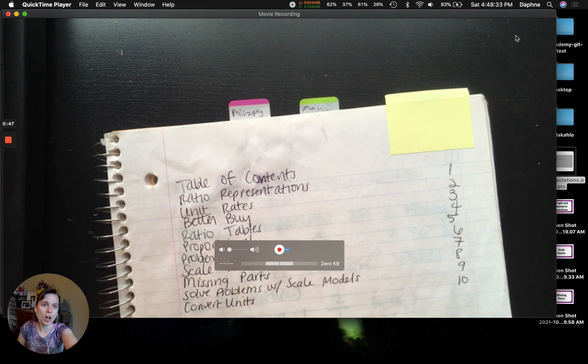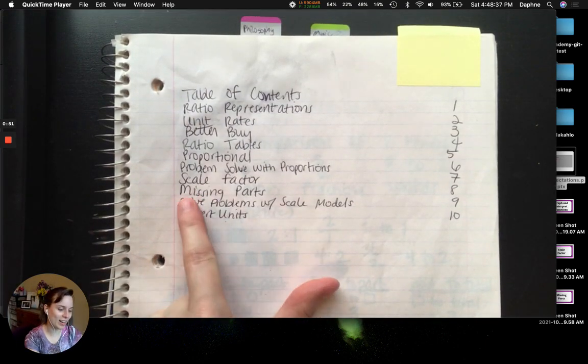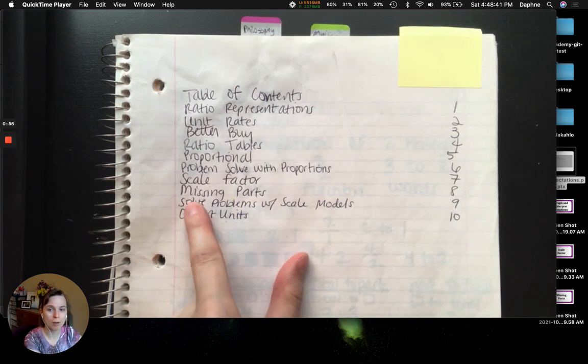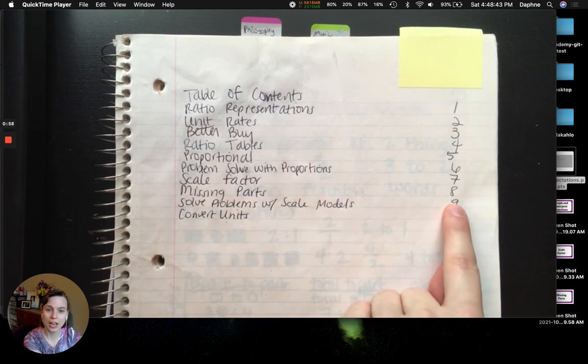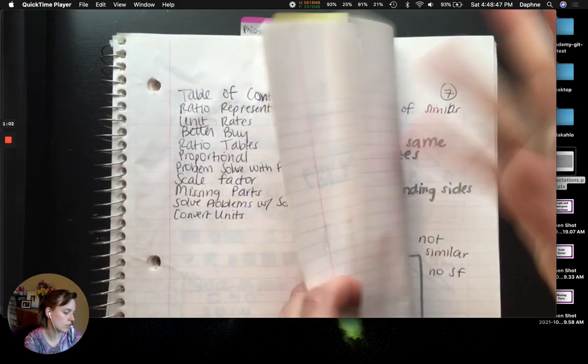So table of contents. Again, I've already recorded this. So we are on missing parts, and that should be page 8. So again, we're on missing parts, page 8. So we're going to skip ahead, page 8.